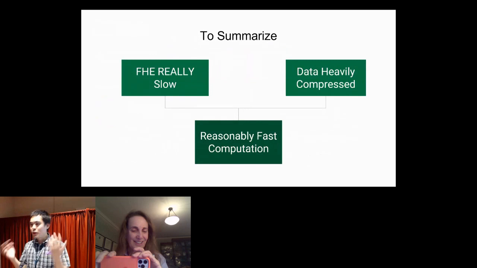So to summarize, fully homomorphic encryption can be really slow if you don't write your algorithms properly. And I assume we're going to hear a little bit more about that in the next talk. It can be fast if you change your algorithms correctly. In my case, if you heavily compress your data before you throw it into the homomorphic framework, you can get a reasonably fast computation.